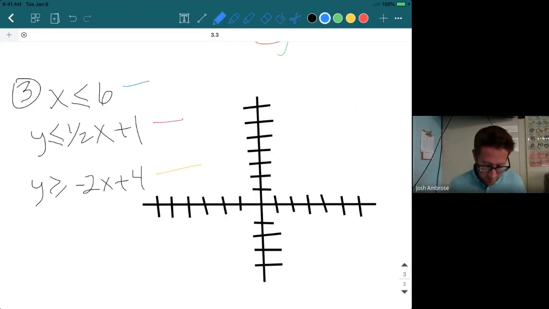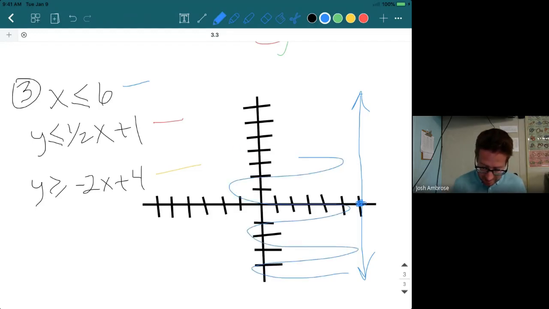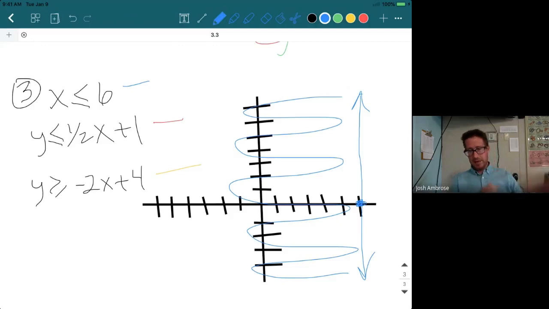Okay, so back to blue. x is less than or equal to 6. Just go to where x is 6. 1, 2, 3, 4, 5, 6. We're all the way over to the right there. And it does say or equal to, so it is a solid line. And x is less than, so we are shading where x is decreasing, going to the left.